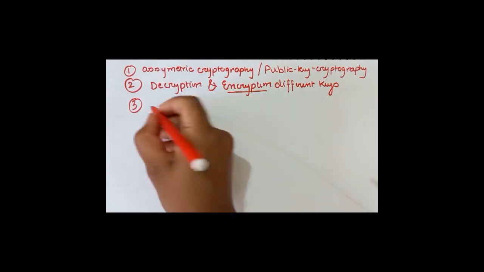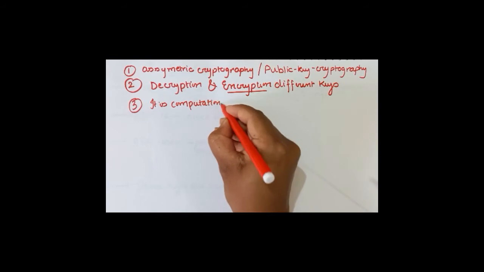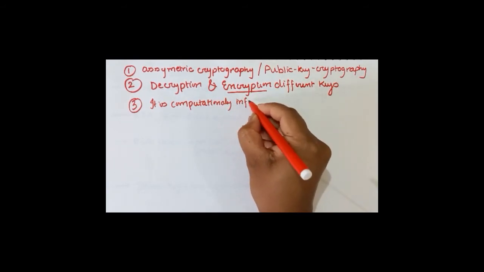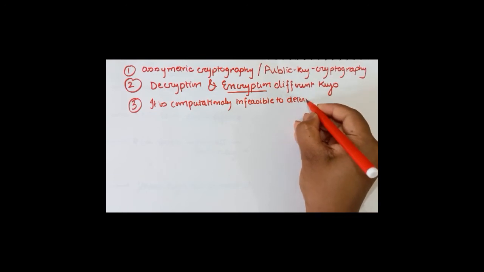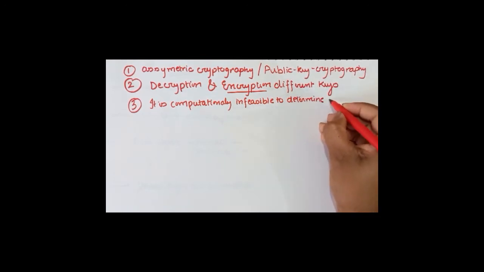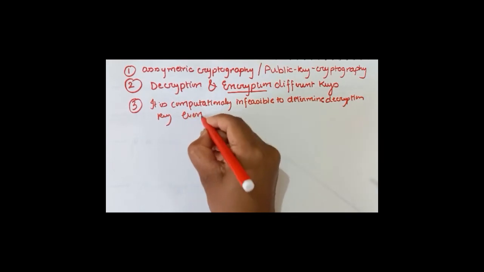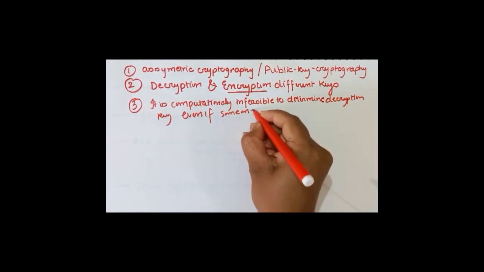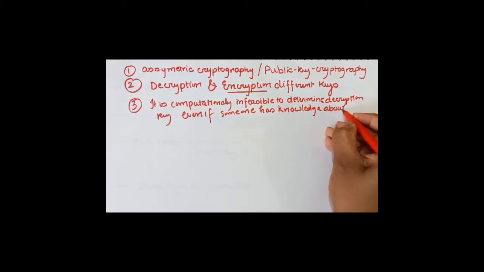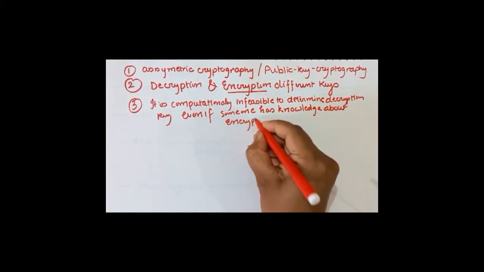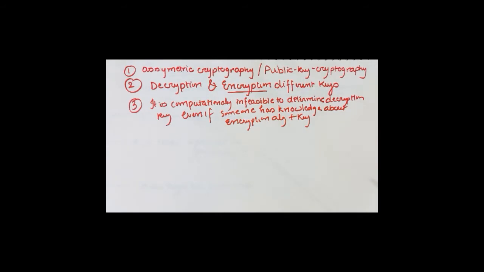Okay, so the third point is it is computationally infeasible to determine the decryption key even if someone has knowledge about the encryption algorithm plus the key. Okay, so this is my third point about public key cryptography.